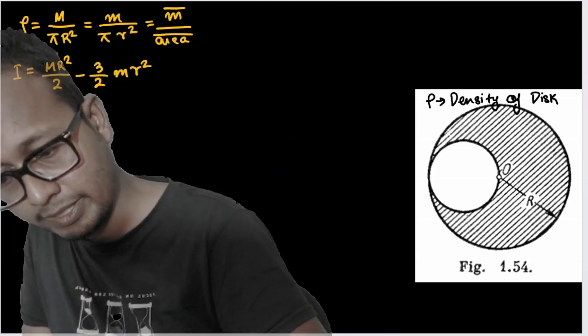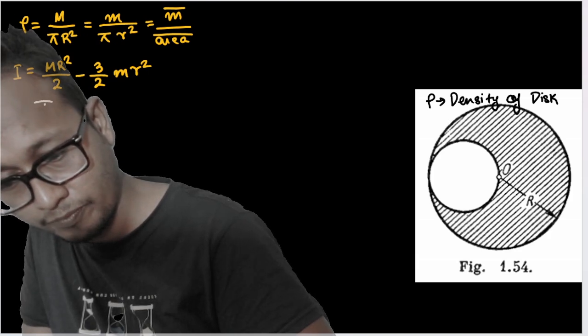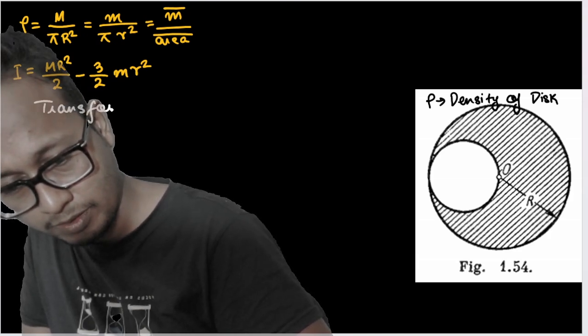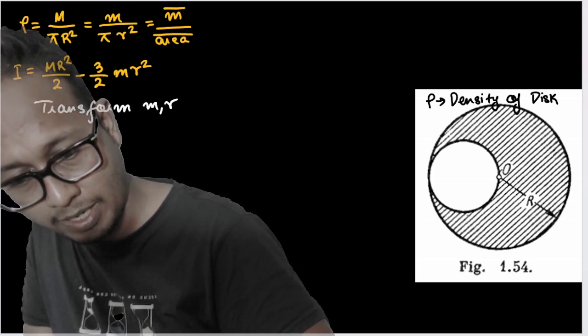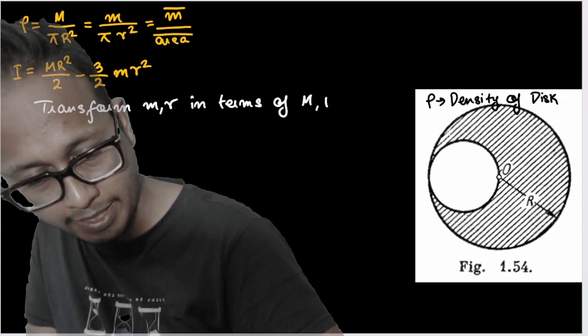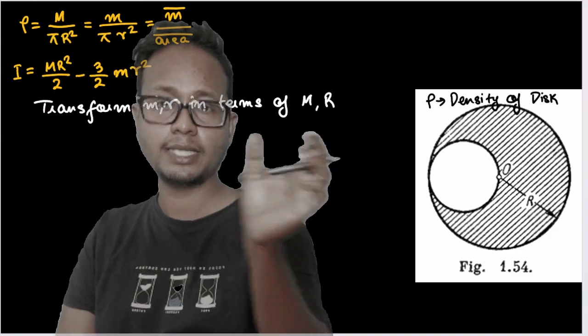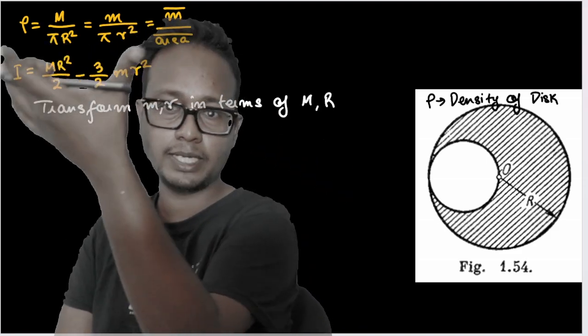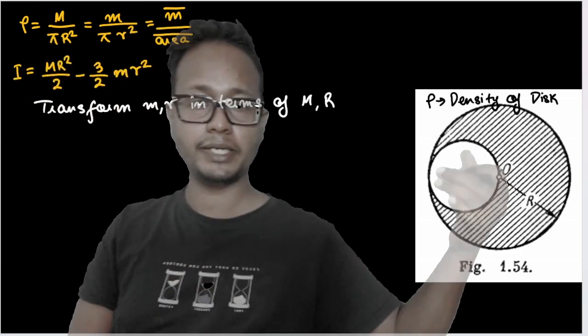Okay, so out here it is nothing but transform m and r in terms of capital M and capital R. And how do I do that? I am using this relation. Okay, this relation: the density of all the materials is the same.